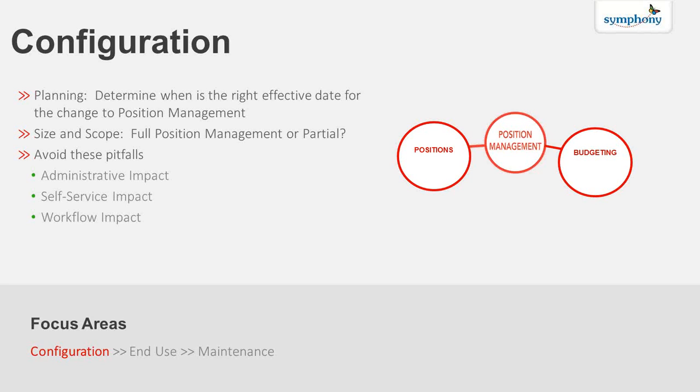The other thing to decide on, again, is, are you going to turn on full position management or just partial? Again, if it's full position management, that means every person in the organization will need a position number tied to them. Partial means only some people will have to have that.